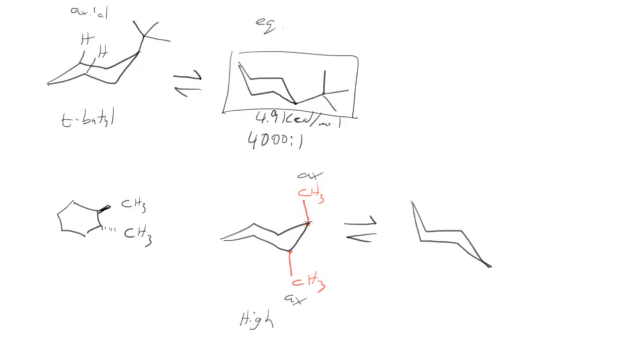If I do a ring flip now, this one that was axial before becomes equatorial, and this one that was axial before becomes equatorial also. So now I've got axial, axial, and equatorial, equatorial, and this would be the lowest energy one with both of them equatorial. Let's do one more example.